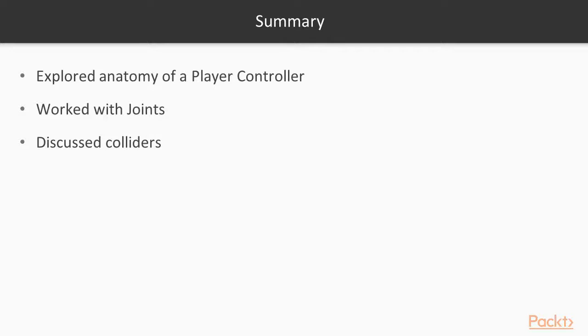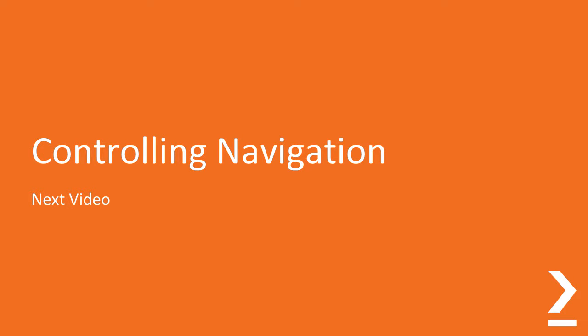In this section, we created a game world and added a player controller. We examined the controller's anatomy and expanded our exploration by modifying the controller's joints. We also looked at how the player controller's collider works. Next up, controlling navigation.